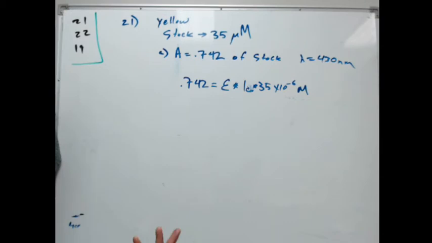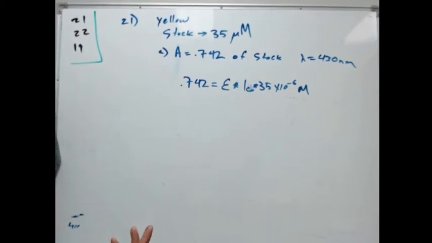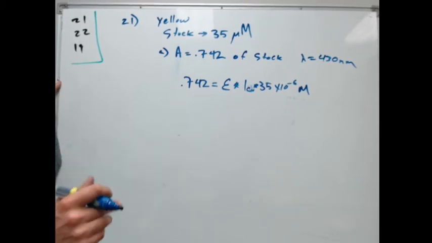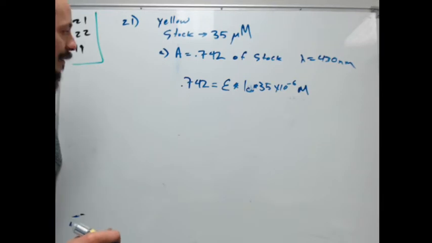But we can solve that now, right? We can do 0.742 divided by 35 times 10 to the minus 6, which is going to be, I can't do that in my head. Does anyone have a calculator handy?